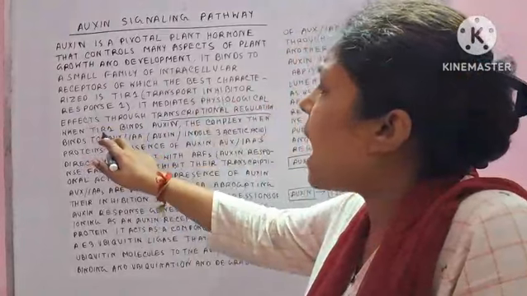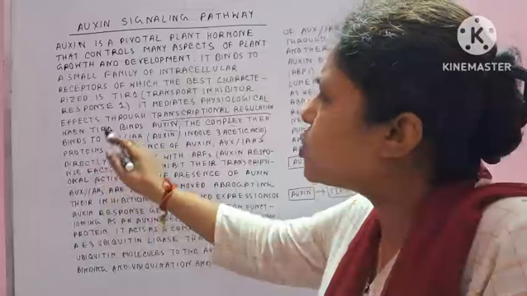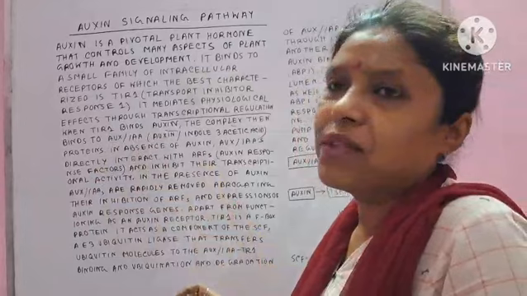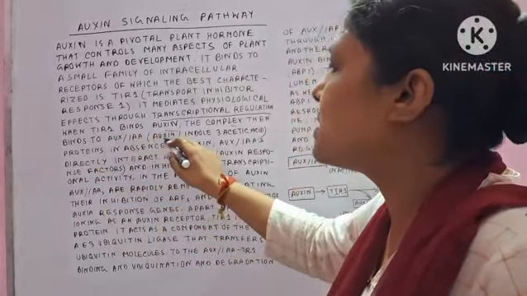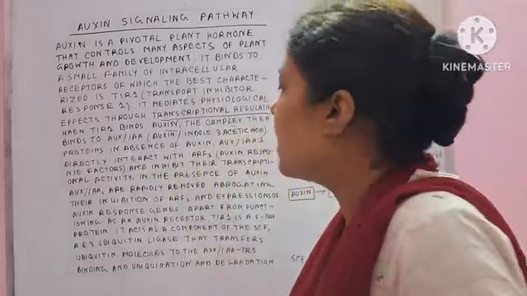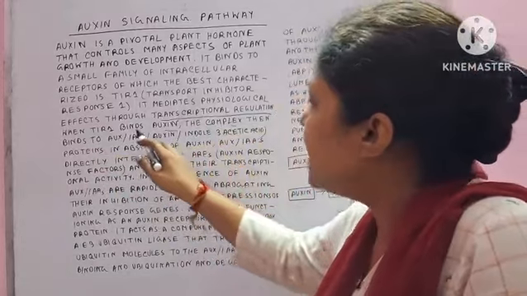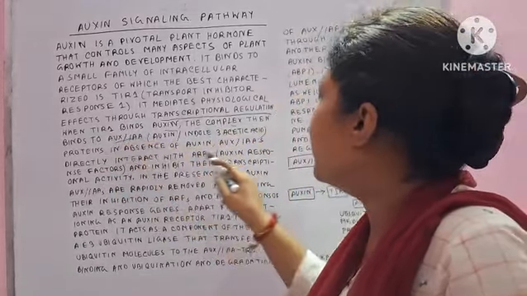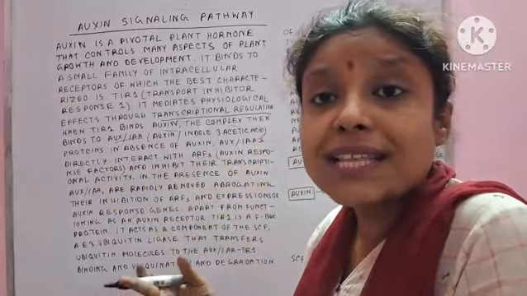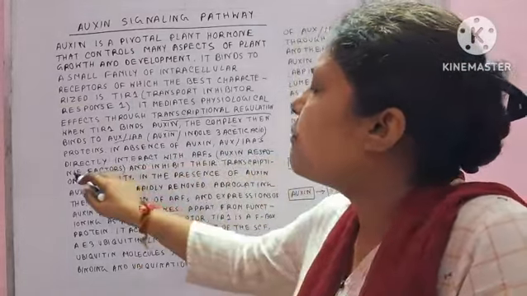Now, when TIR1 binds to auxin, the complex then binds to the AUX/IAA proteins. AUX means auxin and IAA means indole 3-acetic acid. In the absence of auxin, if auxin is not present, then this complex directly interacts with the ARFs. Now what are the ARFs? ARFs are auxin response factors.